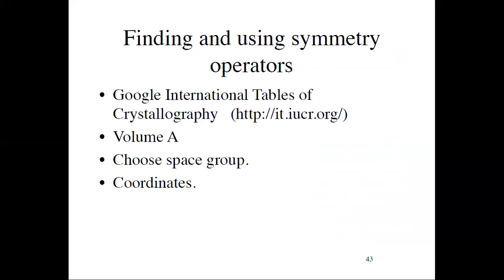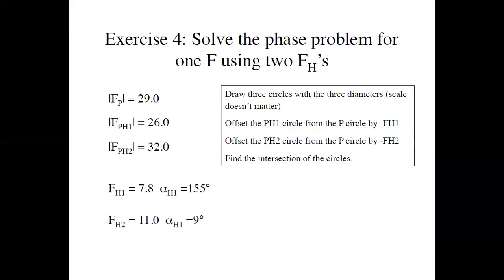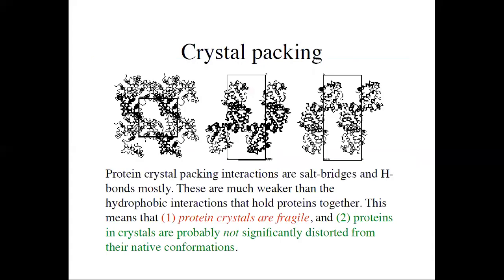So similarly, using symmetry operators, we can calculate the different space coordinates in crystallography. With two heavy atom derivatives, we can calculate different signals from the different Patterson maps. Similarly, this is an example of the phase problem we have to see in the different circle. From this we can calculate the crystal packing.